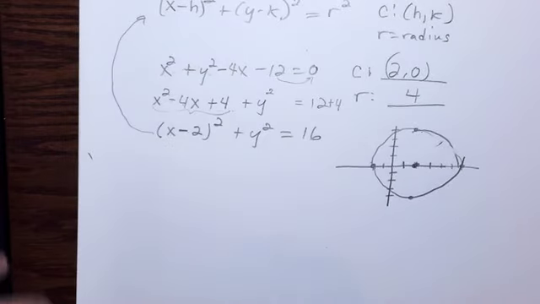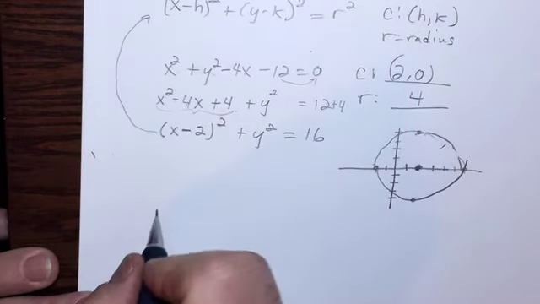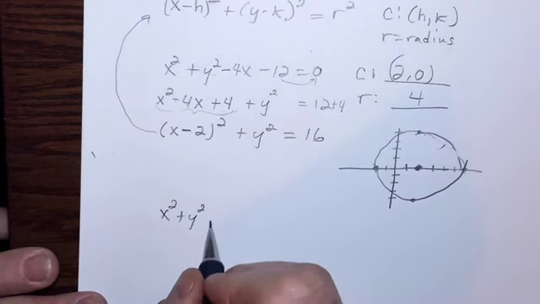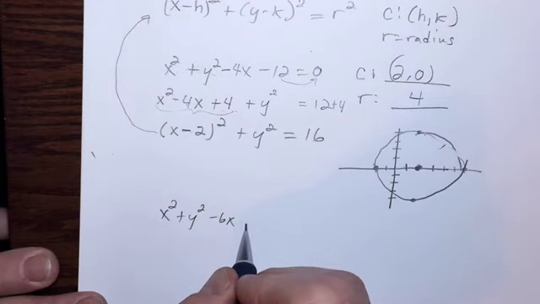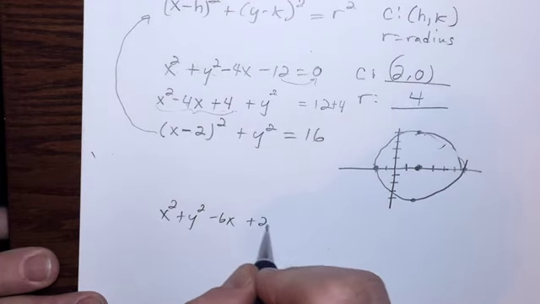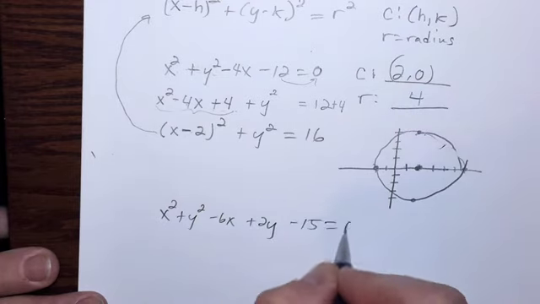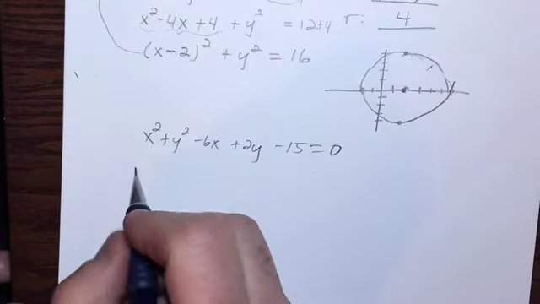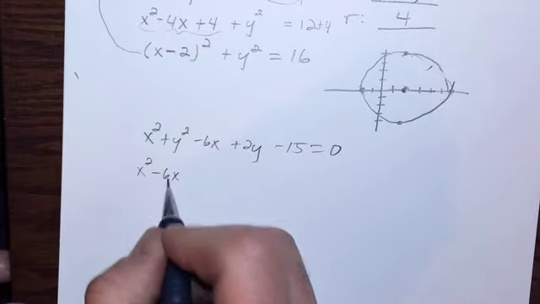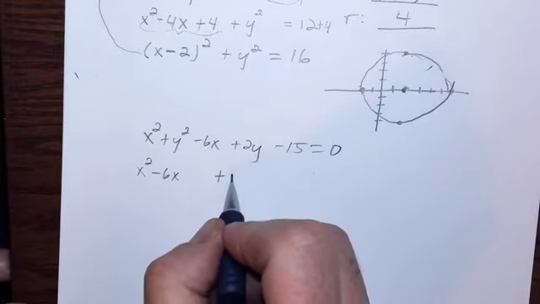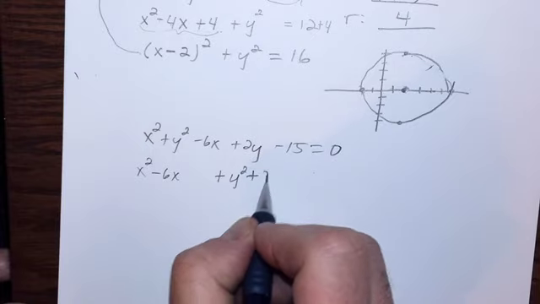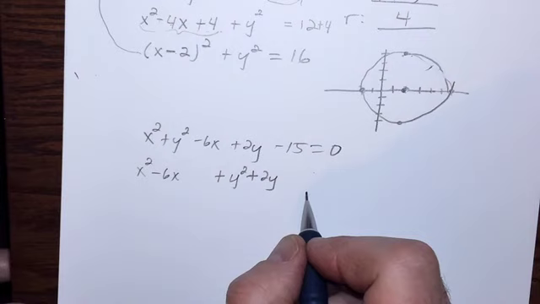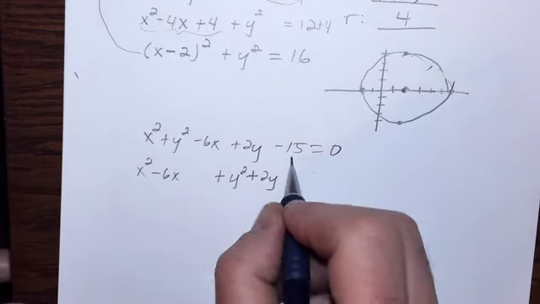Okay? Now let's look at one more example. Let's say it was written like this. Let's say it was x² + y² − 6x + 2y − 15 = 0. So I'm going to first put the x parts together and then leave a space and then put the y parts together. And move this to the other side.